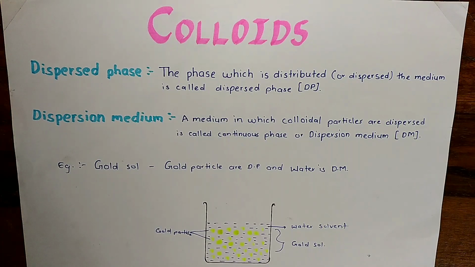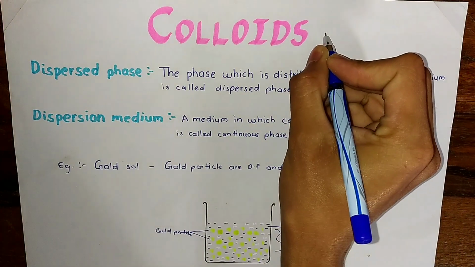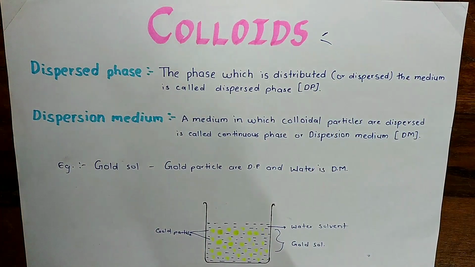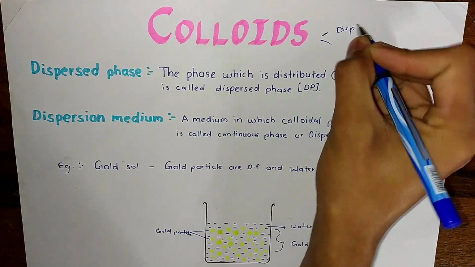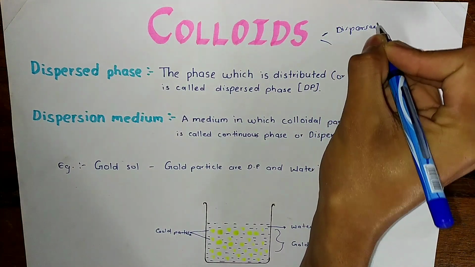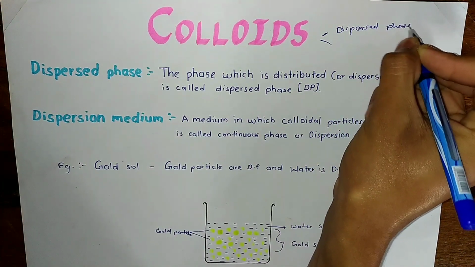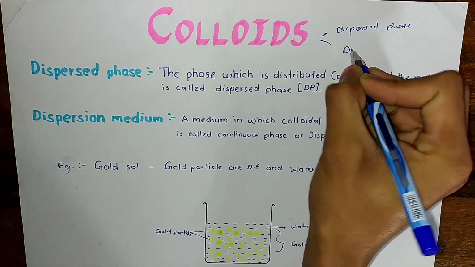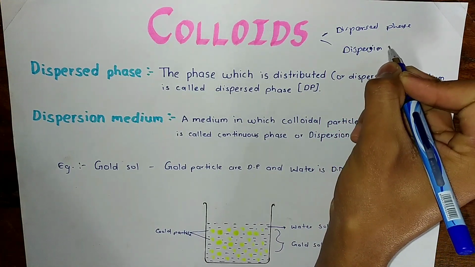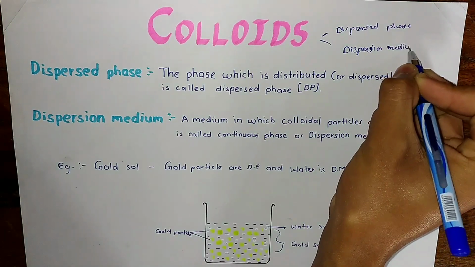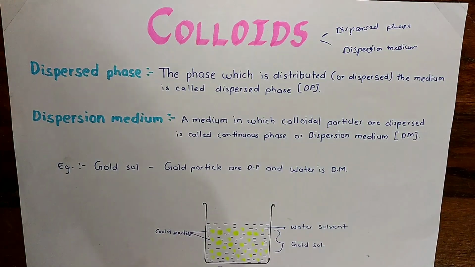Let's start with the new topic, that's colloids. What are colloids? A colloid is made of two different parts. One is the dispersed phase, and the second is the dispersion medium.